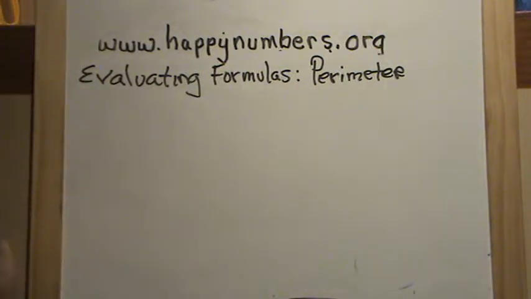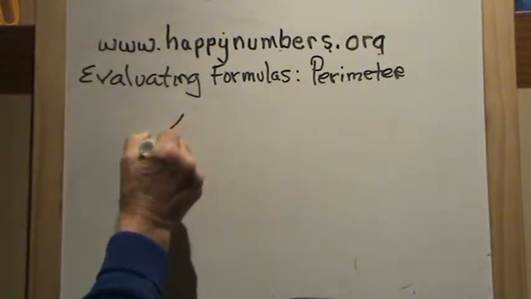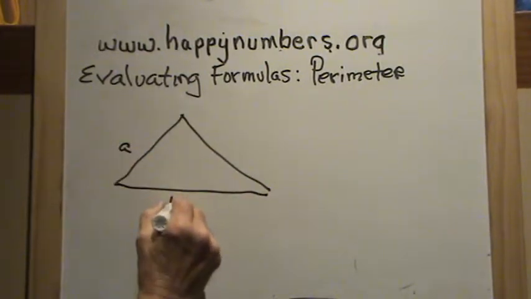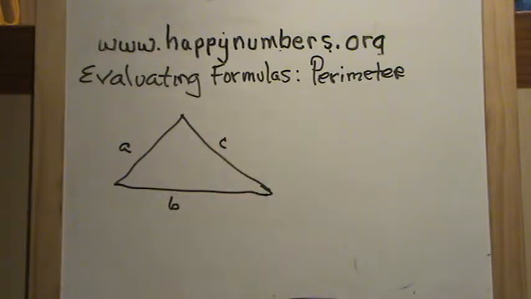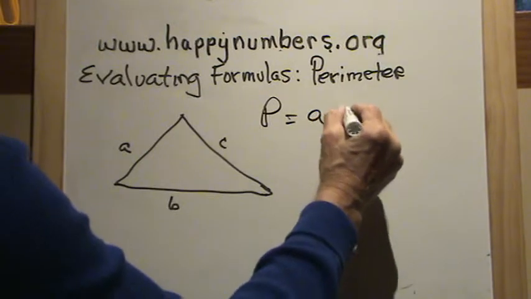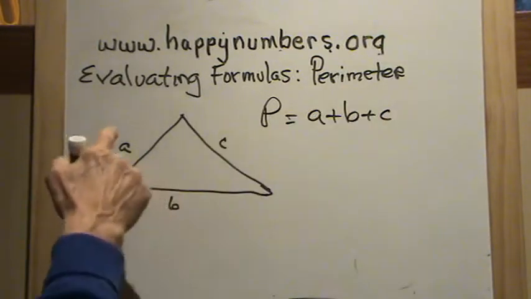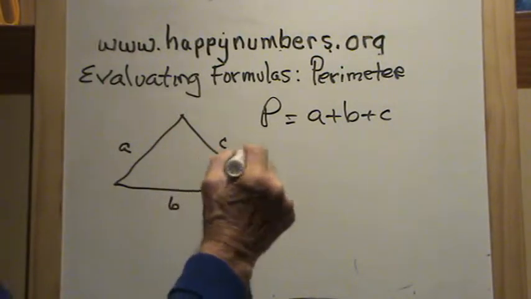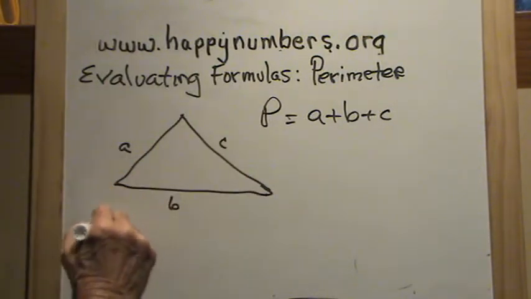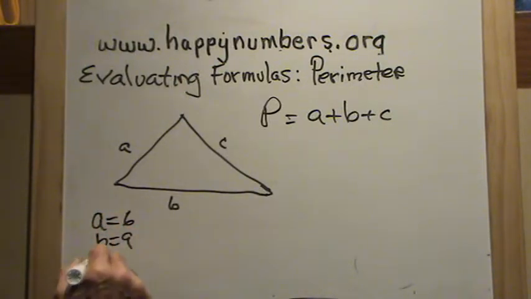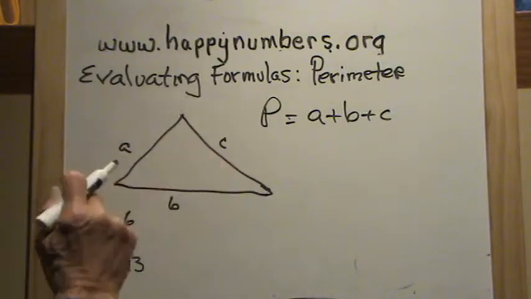Let's take a triangle. Side A, side B, side C. The perimeter of a triangle is equal to A plus B plus C. We just add up the sides because it's the distance around. Well, let's make believe A is equal to 6, B is equal to 9, C is equal to 13, and we want to know the perimeter of this triangle.